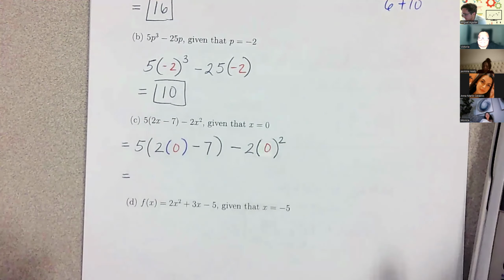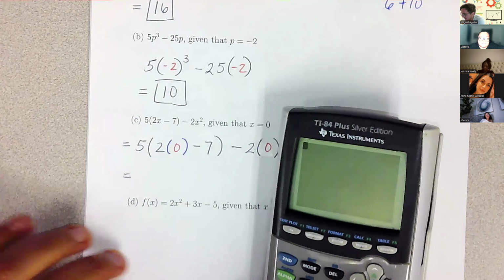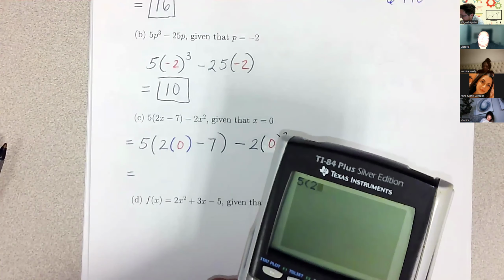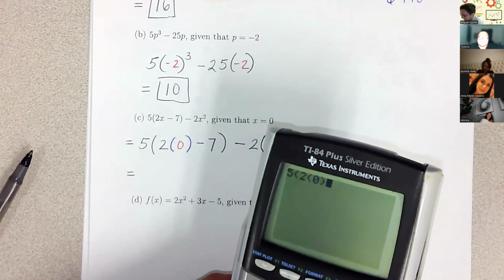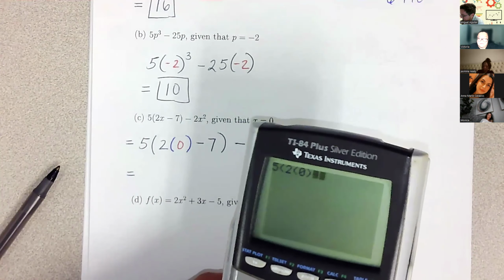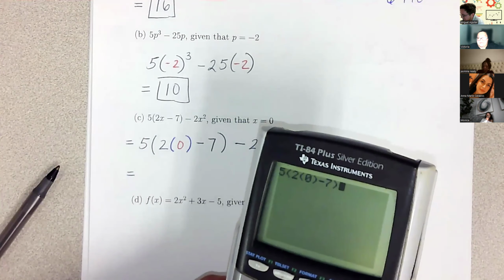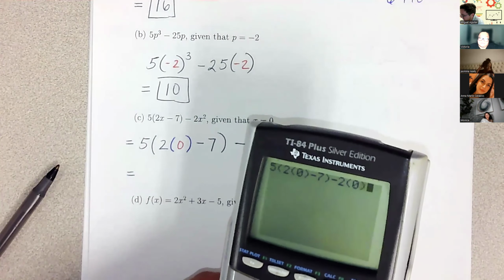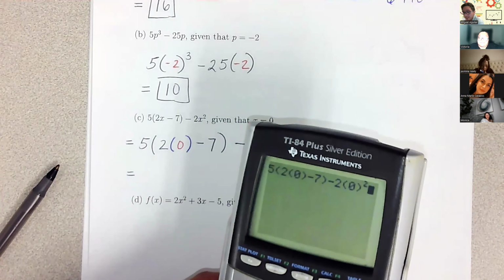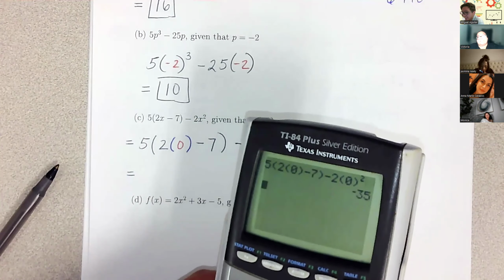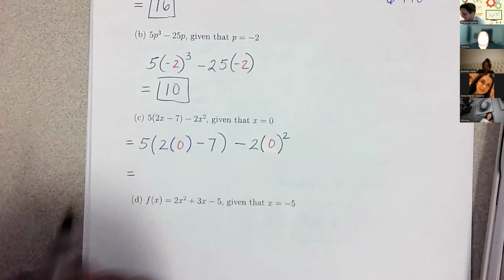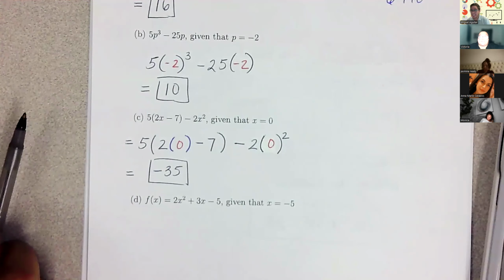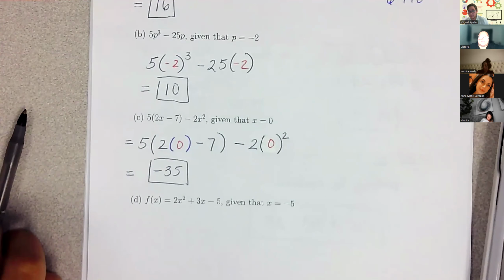by using your order of operations, you can type this into the calculator exactly as we wrote it down. 5, parentheses 2, parentheses 0, close parentheses, -7, close parentheses, -2, open parentheses 0, close parentheses to the second power. And then I get -35.